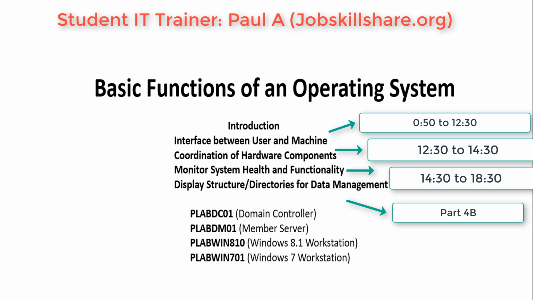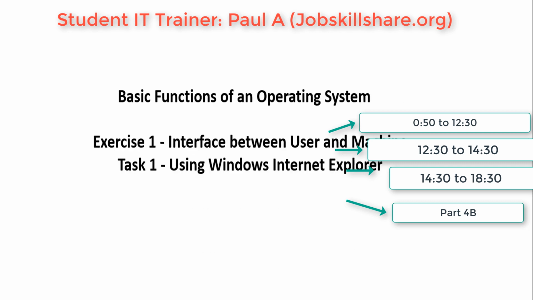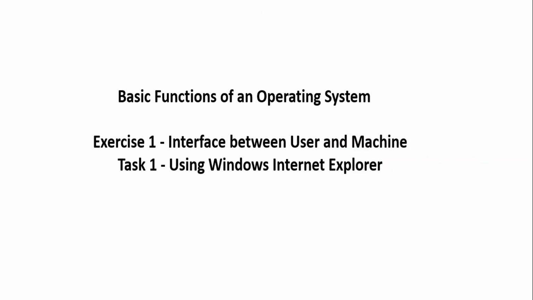In this lab, we'll be using a member server, Windows 7 and Windows 8. In this exercise, interface between user and a machine, we will perform tasks to gain familiarity with some Windows utilities that you may find useful at home or at work. In task 1, we will be using Windows Internet Explorer. Now we are going to move into our portal and do some demonstrations.